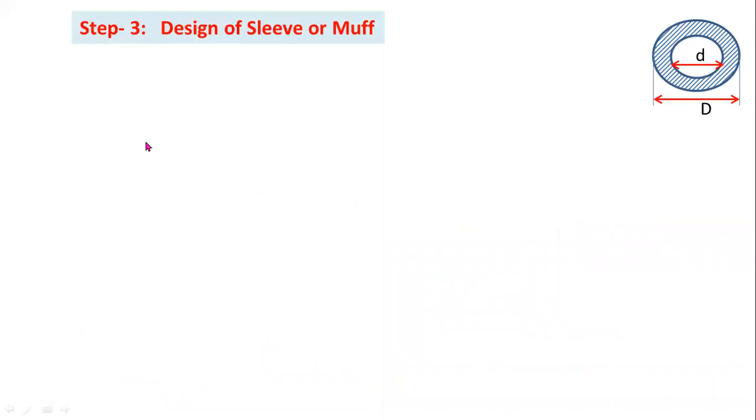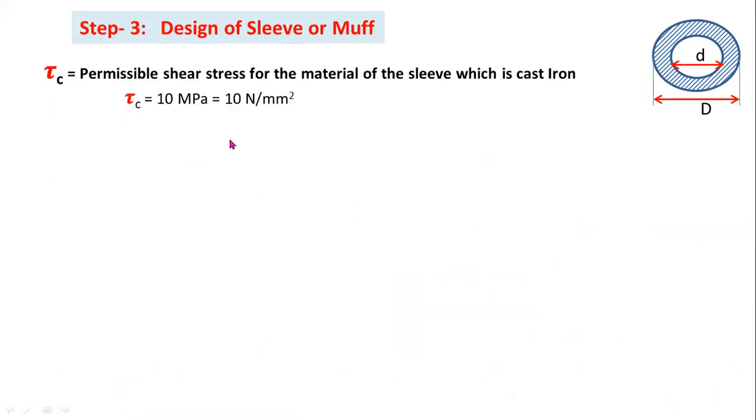In third step, you have to design a suitable size of sleeve or muff coupling. Already we know that this is a hollow pipe. Let's consider the sleeve or muff coupling as a hollow pipe. Tau C. Here the material used for coupling is cast iron. So the shear stress induced in the cast iron material is tau C. Tau C equal to 10 megapascal. That value equal to 10 Newton per mm square.